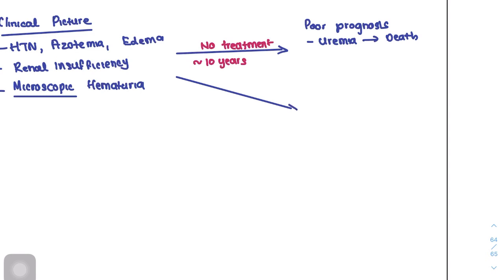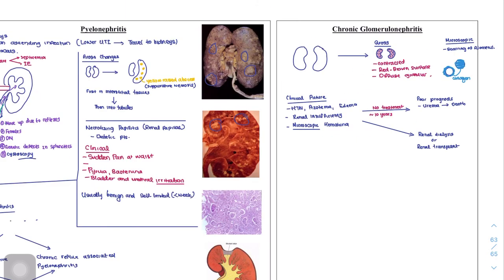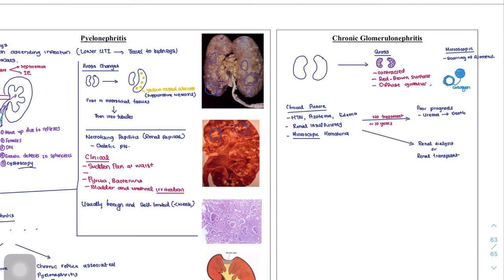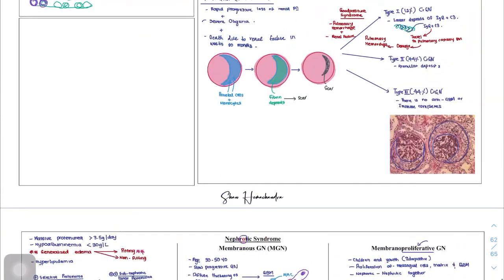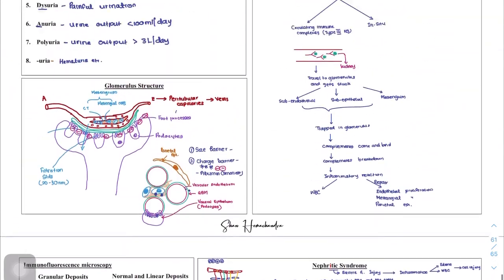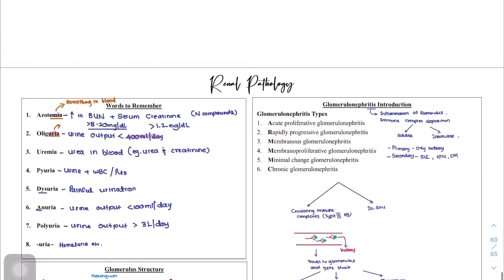If these patients undergo dialysis or kidney transplant, they have a higher life expectancy. So these kidneys are actually called end stage kidneys. That's it for renal pathology. This is the whole lecture for renal pathology. I hope you understood this.